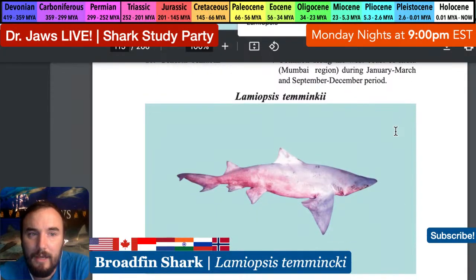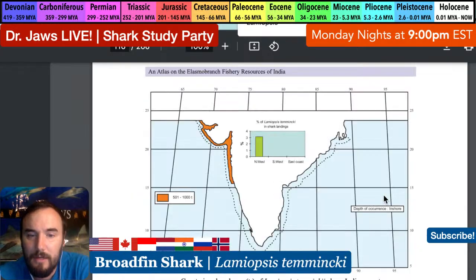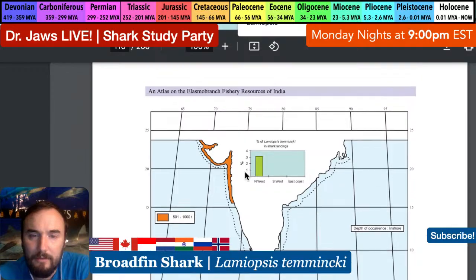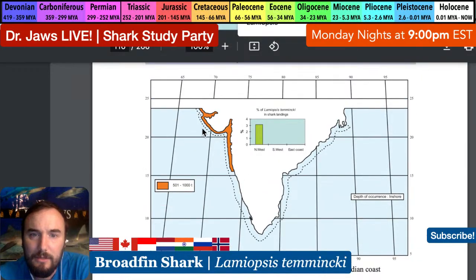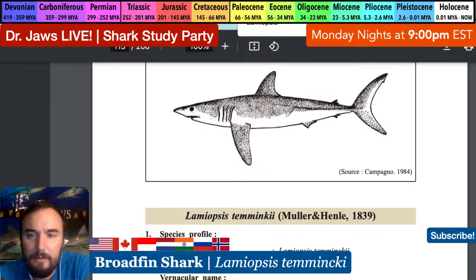And then there is a photograph of a deceased individual, again with the prominently broad fins. So, this is also great. This is a range chart for the species of India. Pretty interesting. I'm curious if we could get to the appendices.